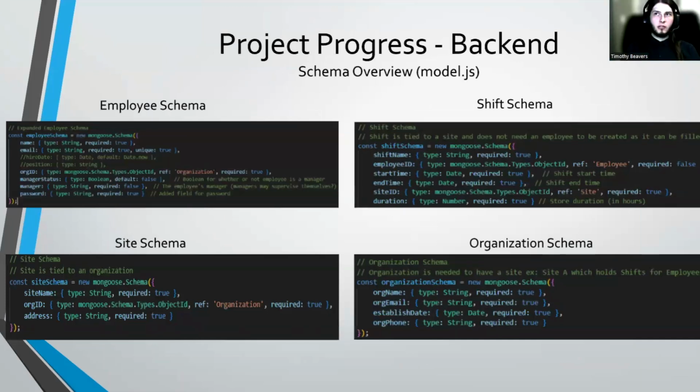For the backend project progress, we have the schema overview of the four collections: employee, shift, site, and organization, including the cross references on IDs from employees to organizations, site to organizations, and shifts to sites and employees. The collections have RESTful API routing operations for creating, reading, updating, and deleting data in the database through web browser or Postman, with particular added assets of functionality within the collections as detailed in the following.